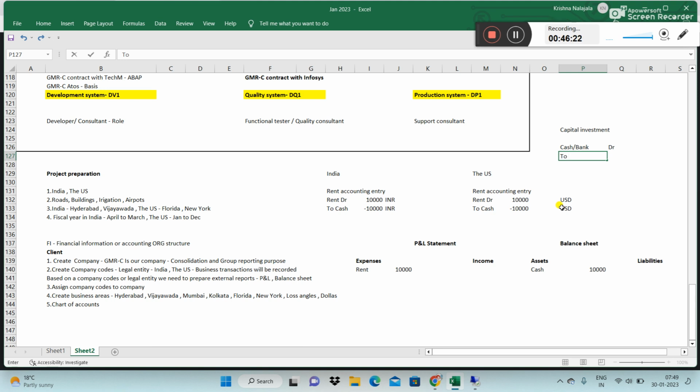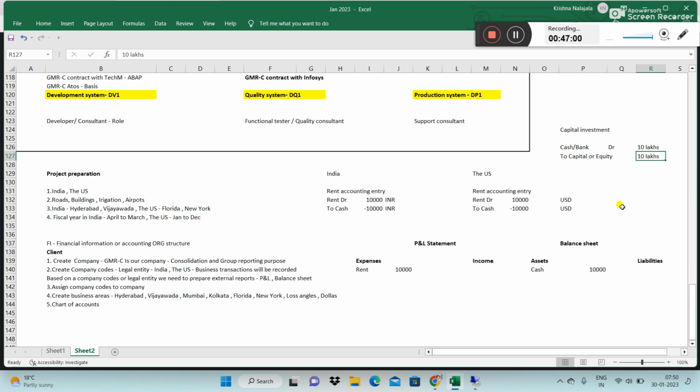Next, to capital, the capital account, or the other terminology is equity, right? Yes, sir. What is meant by equity? Equity is nothing but capital, the owner's share, right? Yes, sir. Shareholder. Let's say I invest 10 lakhs.